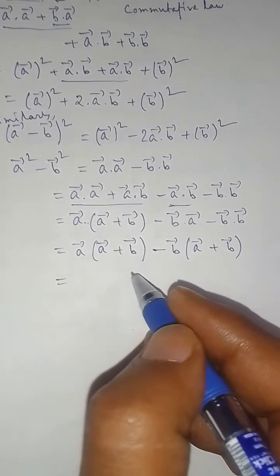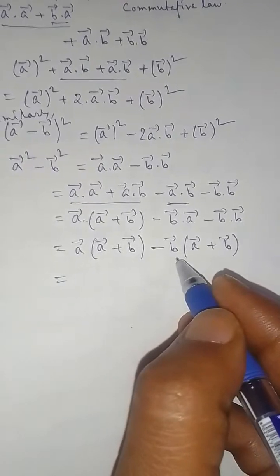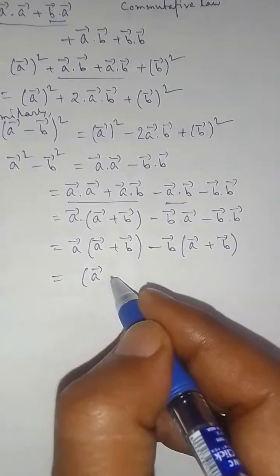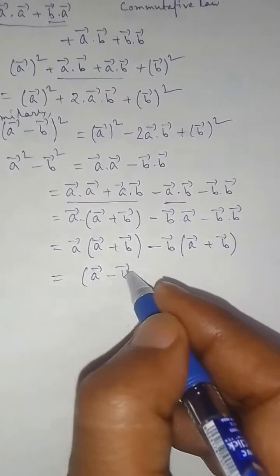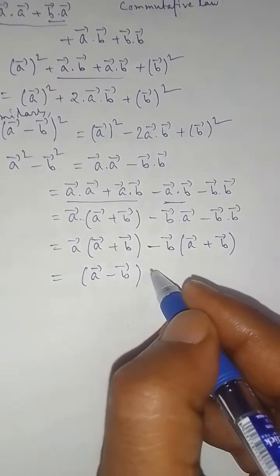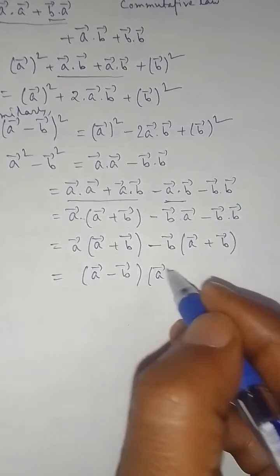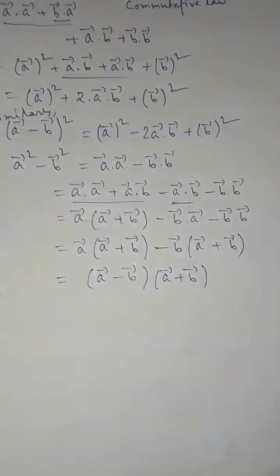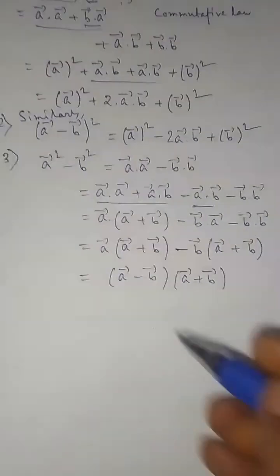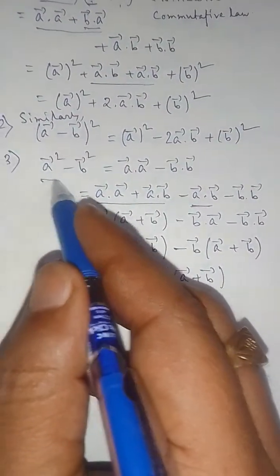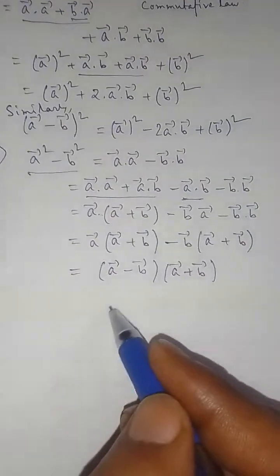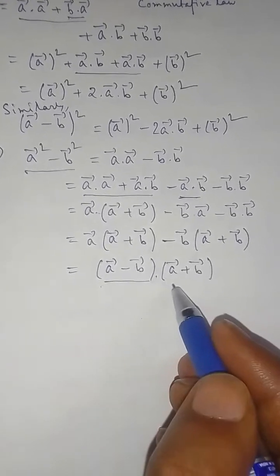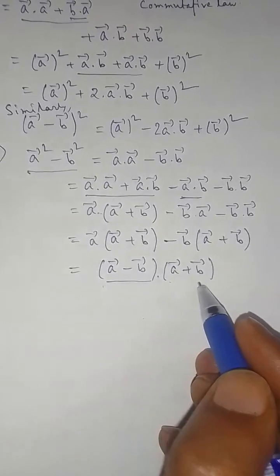Now again it satisfies distributive law, so we have a vector minus b vector, and here it will be a vector plus b vector. So this is our theorem that a vector whole square minus b vector whole square is equal to a vector minus b vector multiply a vector plus b vector.